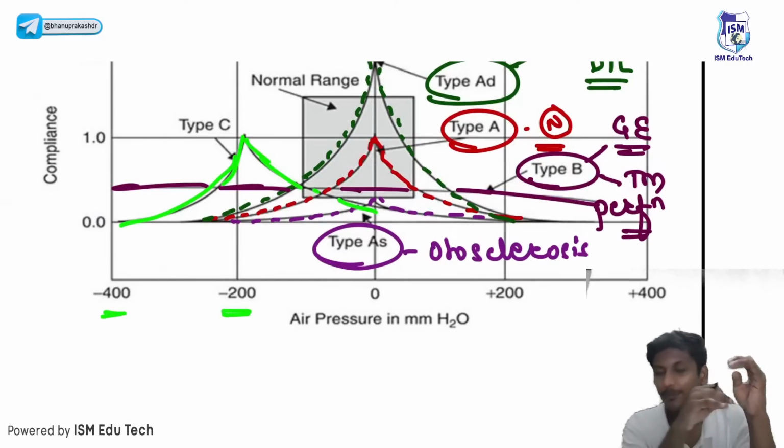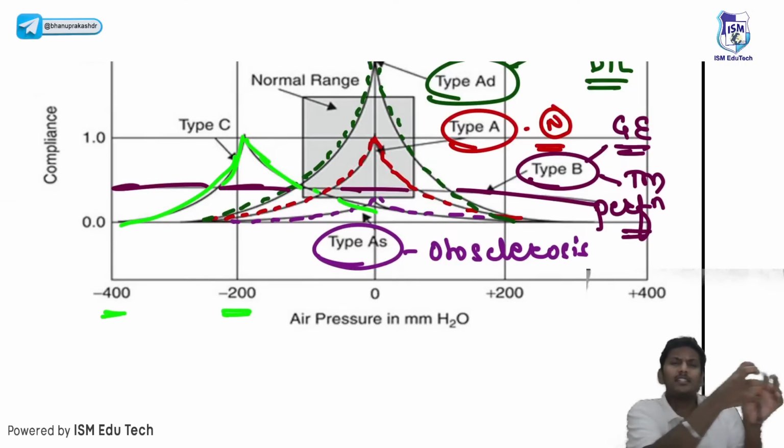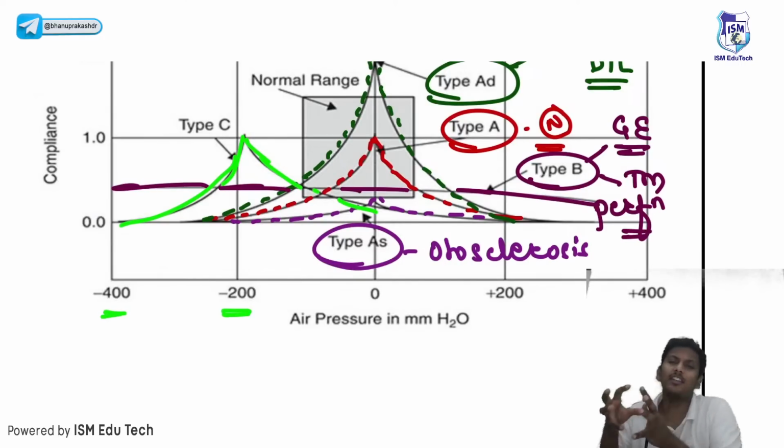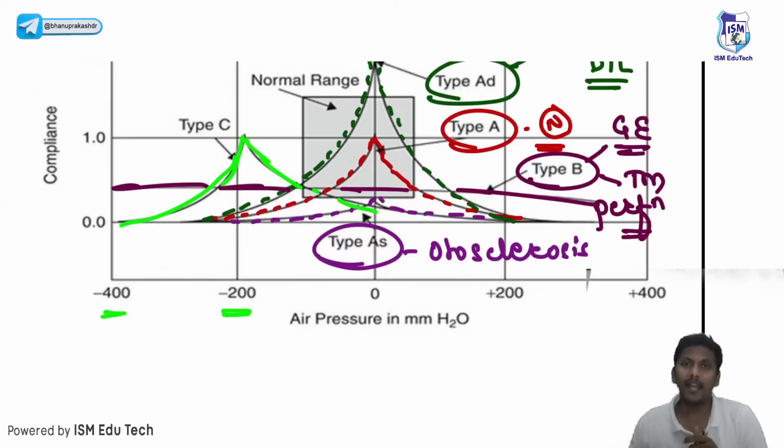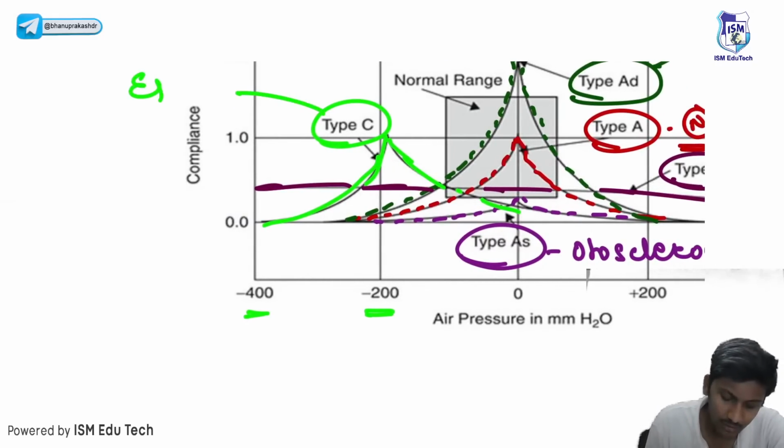Why negative side? Because the tympanic membrane is not coming outside, it is going inside. And whenever the tympanic membrane is pulled inside, that is called retraction of the tympanic membrane. And when does retraction of the tympanic membrane occur? So this type C graph will be seen in cases of ET blockage.